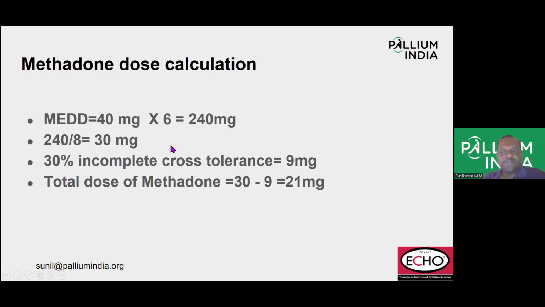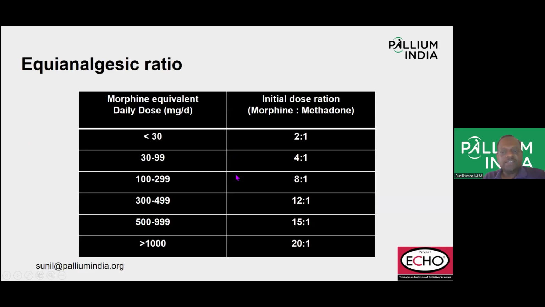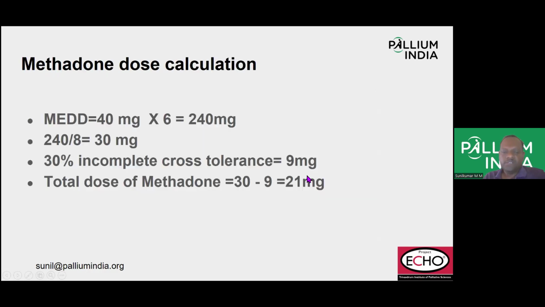So this is an old calculation which we are not following now. But anyway, this patient was taking 40 milligram 4 hourly. So the total dose of morphine would be 40 into 6, 240 milligram. There is an equianalgesic conversion table, and from this you can see that this patient is taking morphine between 100 to 299. So the conversion ratio, or the potency, is 8:1. You divide 240 by 8, and that will give you 30 milligram of methadone.